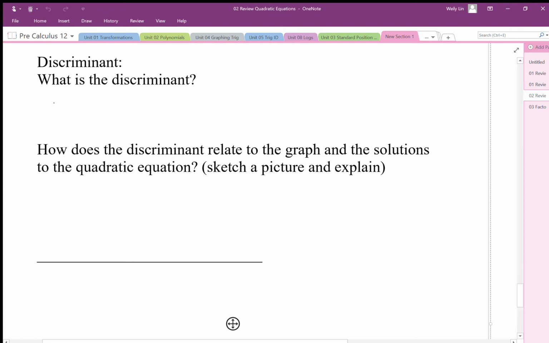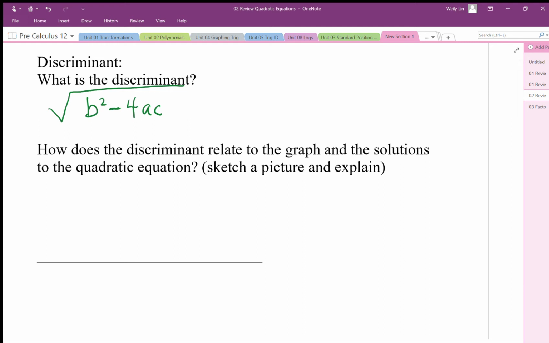The discriminant is the square root part of the quadratic formula. So b squared minus 4ac. And we know that in the quadratic formula, since it's a square root part, we can't square root a negative. So in order for us to be able to solve the quadratic formula, this has to be positive. So this also tells us something about the graphs.